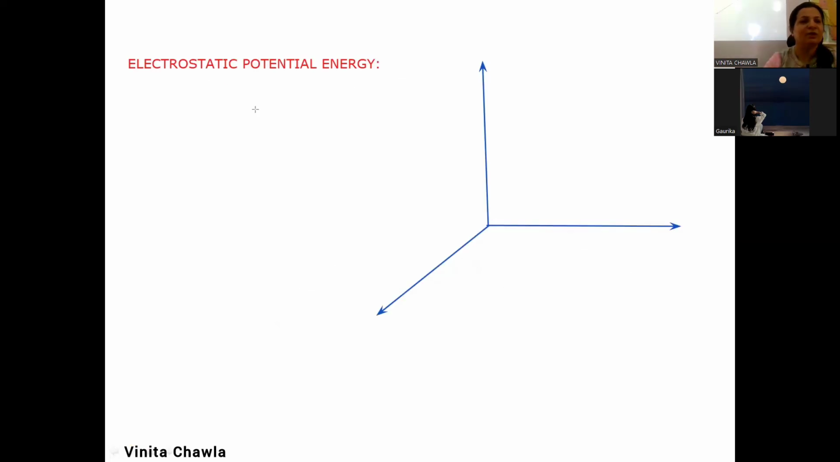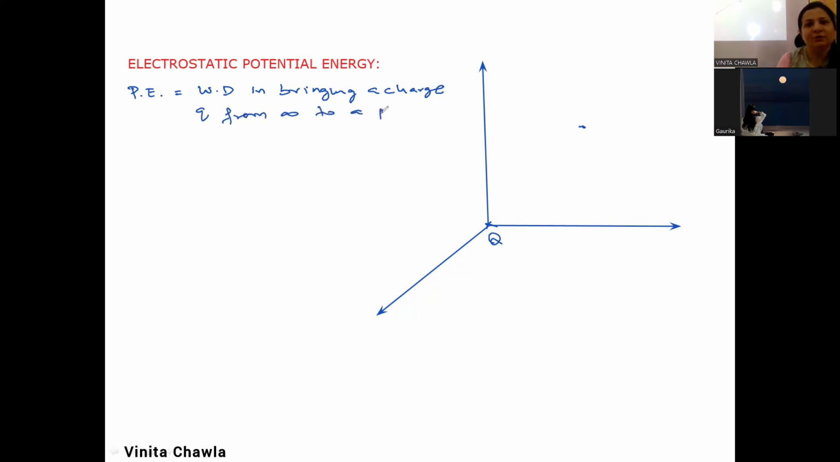It is the work done in moving a charge from infinity to a point in the field of source charge. Is the work done in bringing a charge q from infinity to a point in the field of source charge. Okay.